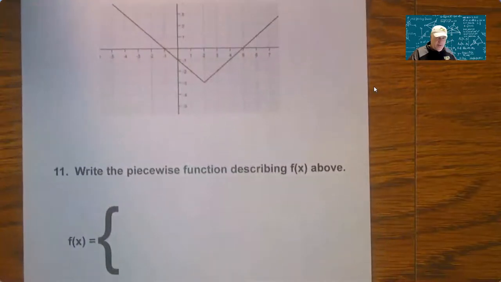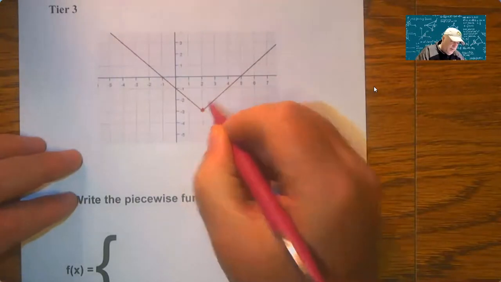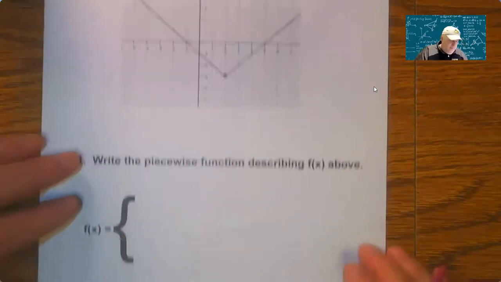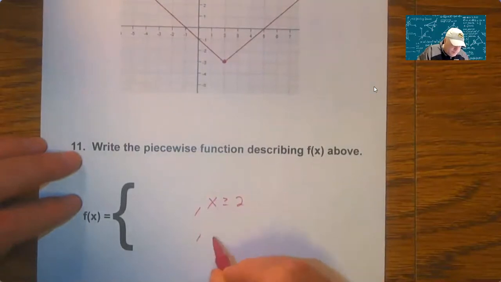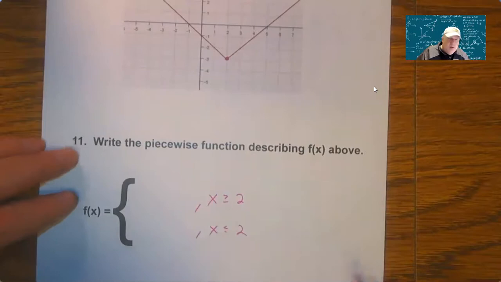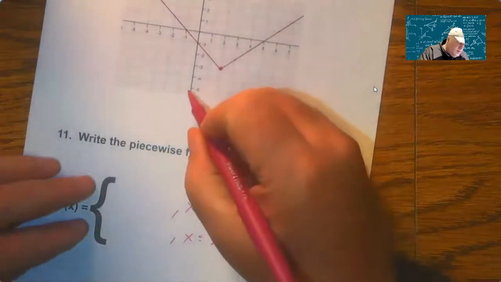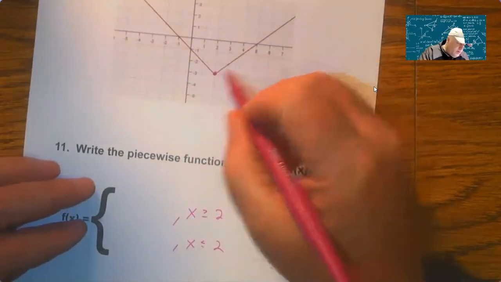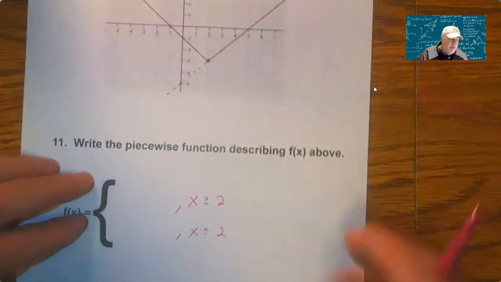Okay, what is the piecewise function here? So here is going to be the cut point. Now we have to build the description. So we have greater than or equal to 2. And now we have to say what the equation is. I'm going to extend this one to get the y-intercept.